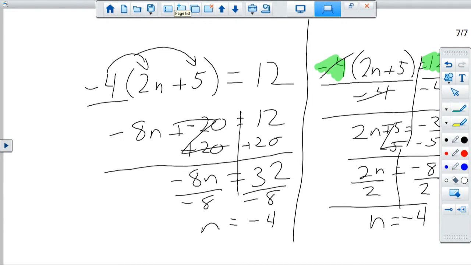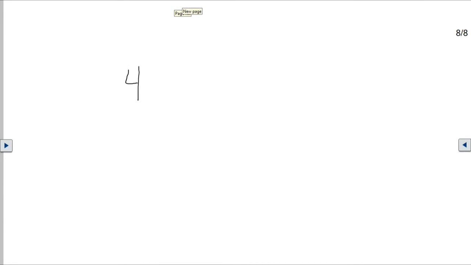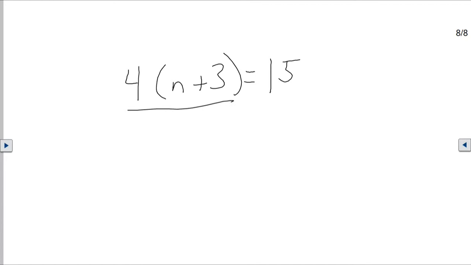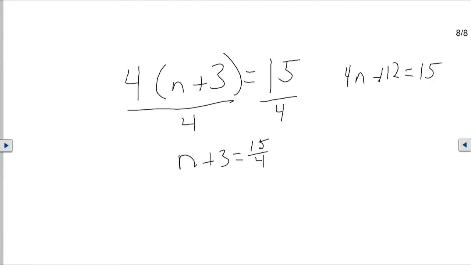Where that's not going to work, or where you might want to do something different, like let's say 4 times n plus 3 equals 15. Right? If I divide both sides by 4, right? Then I get n plus 3. Well, 15 over 4 is a decimal, and typically we just want to leave it as fractions. So now you're dealing with fractions. So sometimes it's better to get rid of the parentheses. So like in this case, we could do 4n plus 12 equals 15, and then start working with it there. So it really depends on the numbers.